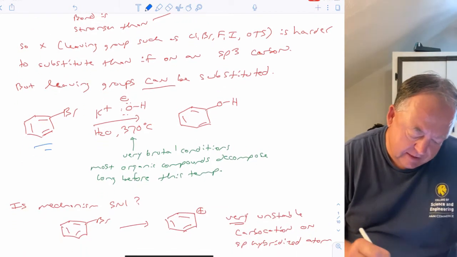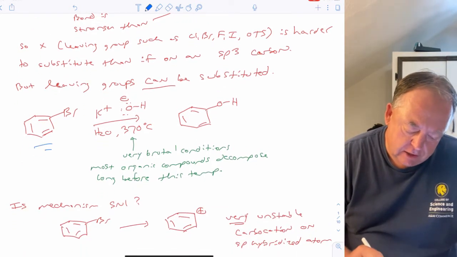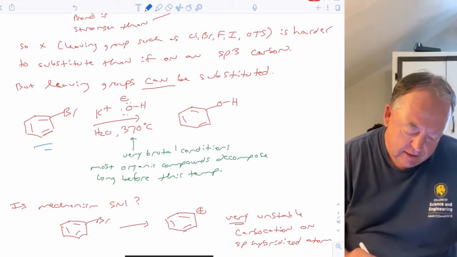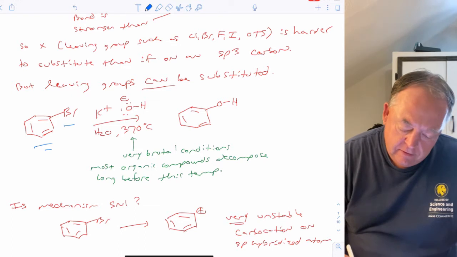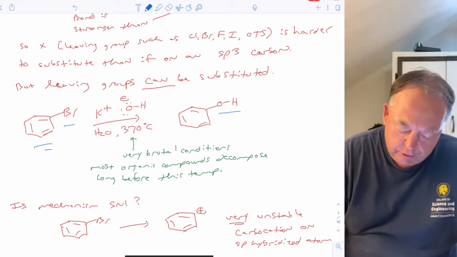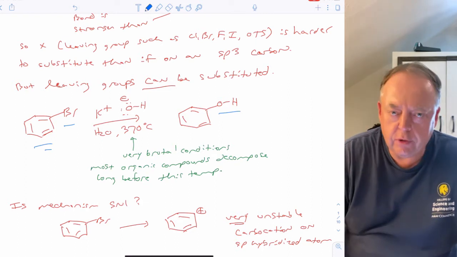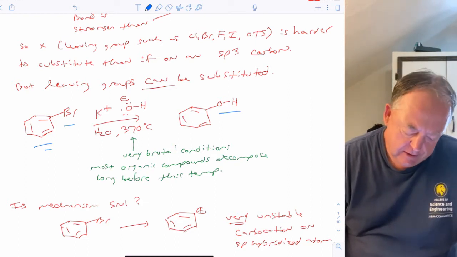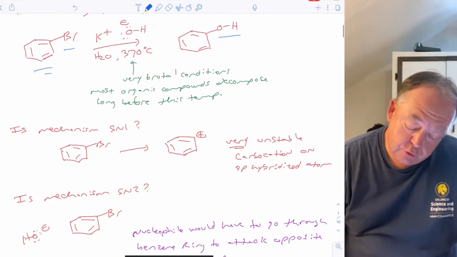If you take bromobenzene with potassium hydroxide and water at 370 degrees Celsius, then you can substitute the bromine for the OH group. But that's pretty brutal conditions. All right, 370 degrees Celsius, most organic compounds would decompose long before that temperature is reached. But this reaction will work.